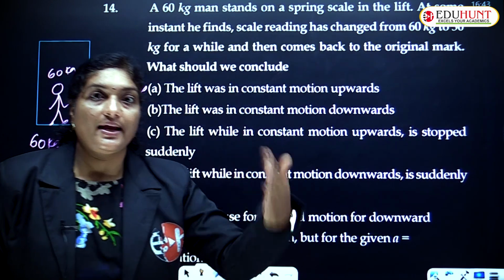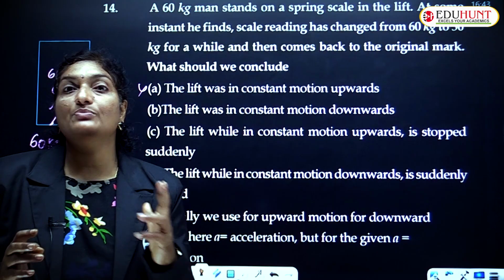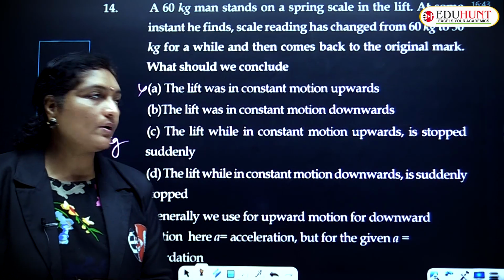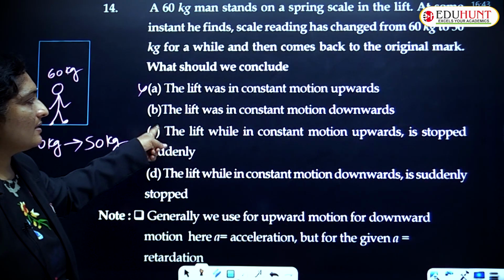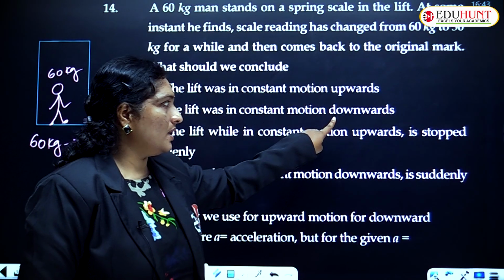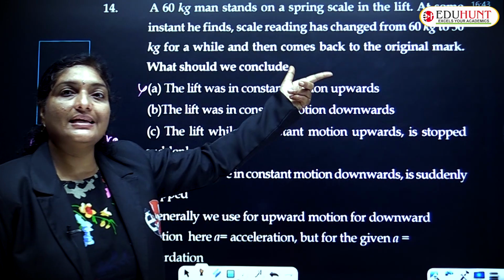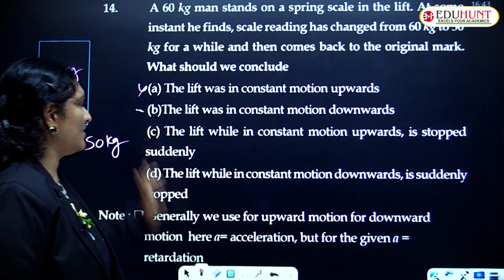Decreasing and again coming back to the original reading can be possible only when something happens suddenly. So, a sudden force is being applied. Okay. So, in constant motion downwards, a decrease in mass can happen, but again it cannot regain the same mass. So, there is a slight difference in that.